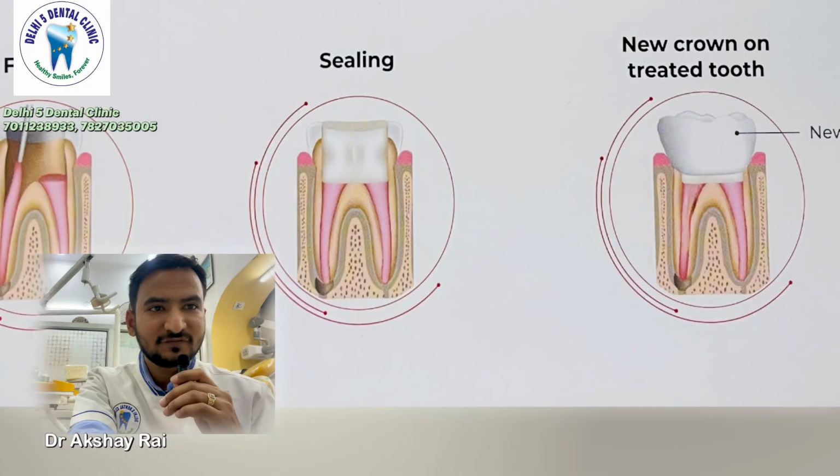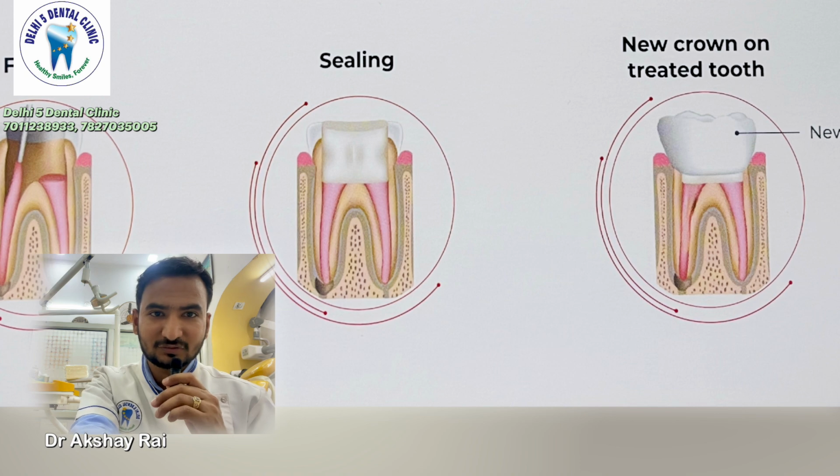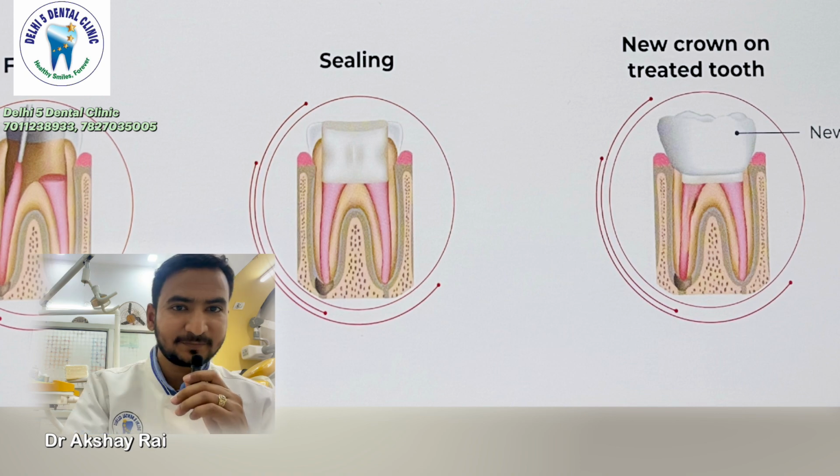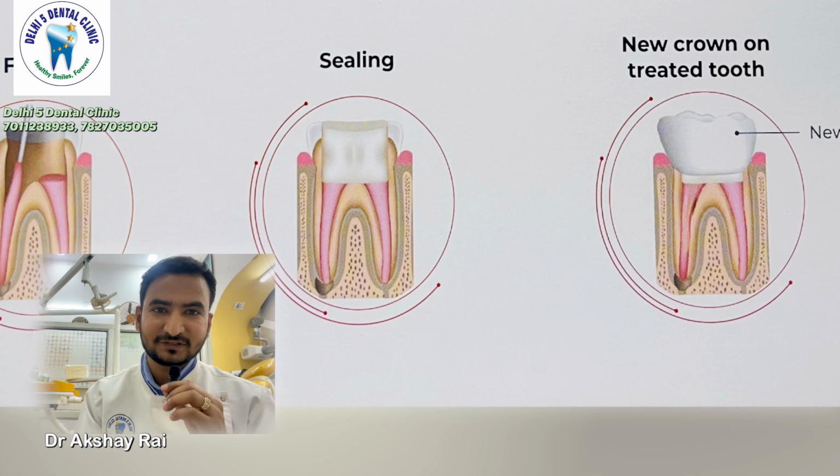Then you can see here we have a crown over the treated tooth, which is highly compulsory for the patient, because after the root canal treatment the tooth becomes a little weaker. When you opt for crowns over root canal treated teeth, you increase the life of your tooth, plus you increase the strength of your tooth. So it is highly advisable by the dentist to get the tooth crowning done.